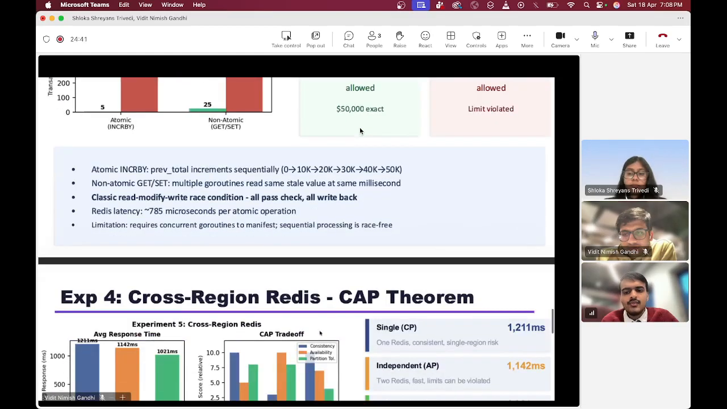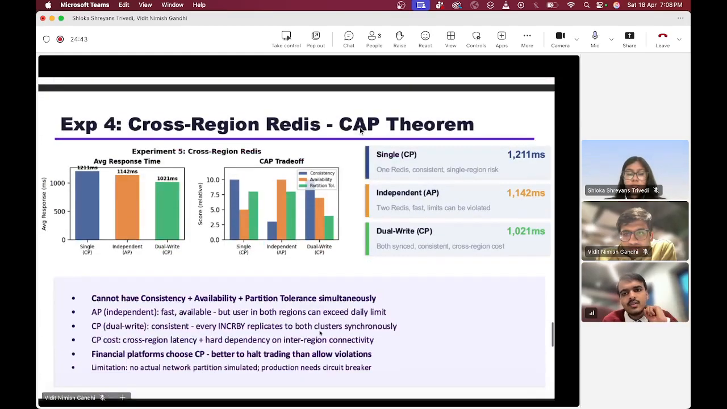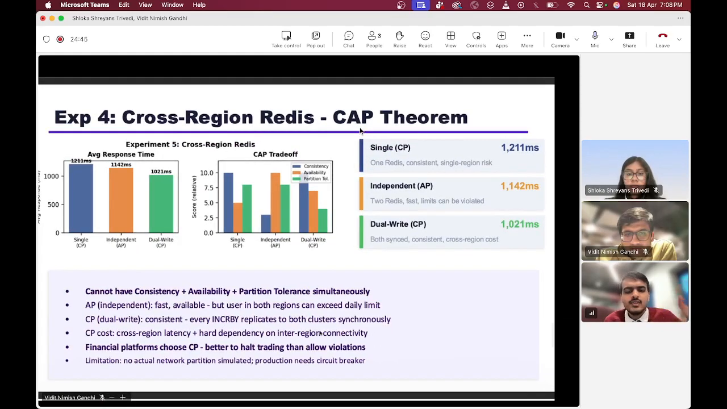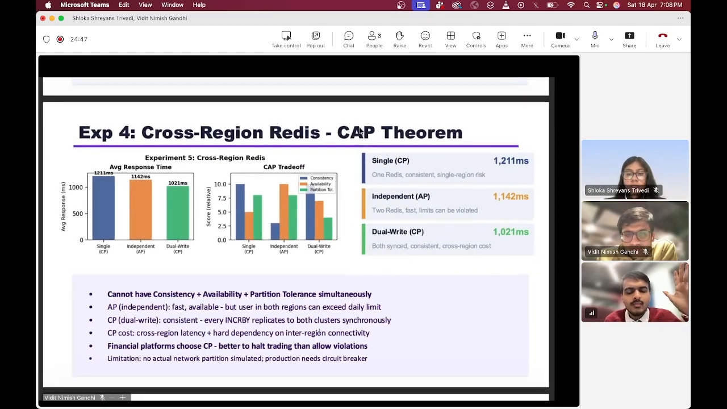So the fourth experiment was cross-region Redis, in which we are testing the CAP theorem. Basically, we deployed Redis clusters in two AWS regions, US West 2 and US East 1, and tested 3 configurations. One was single region mode, where all writes go to one Redis in US West 2 with strong consistency. But if the region goes down, risk monitoring stops. Average response time was 1000 milliseconds.